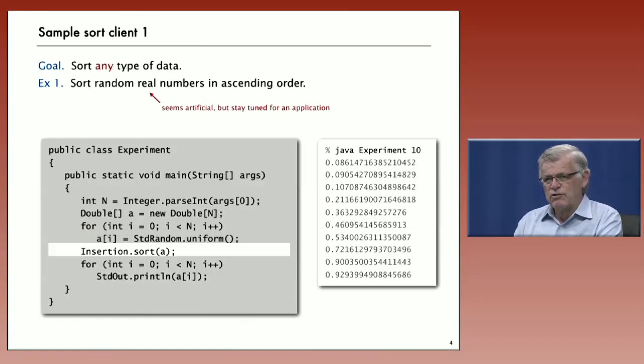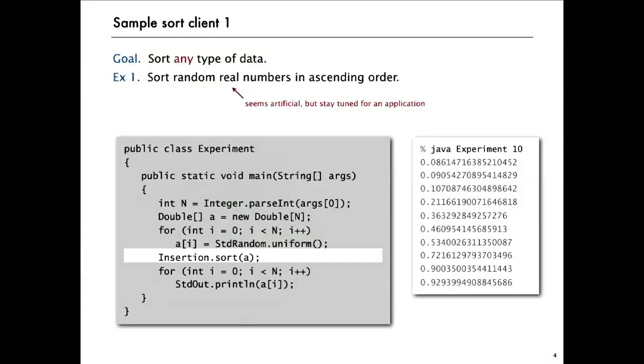Now, our goal is to be able to sort any type of data. So let's look at a couple of client programs. First example is to just sort some random real numbers into ascending order. So here's a client that calls our insertion sort method. And all it does is read numbers from standard input, then into an array A, then calls insertion sort, and then prints them out. And you can see on the right that the numbers are printed out in sorted order.